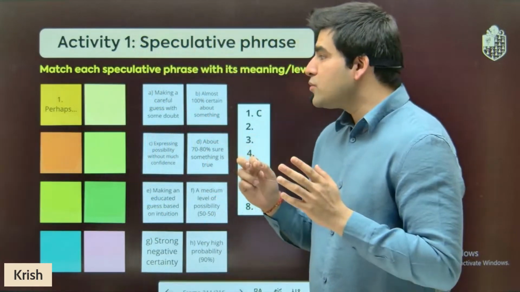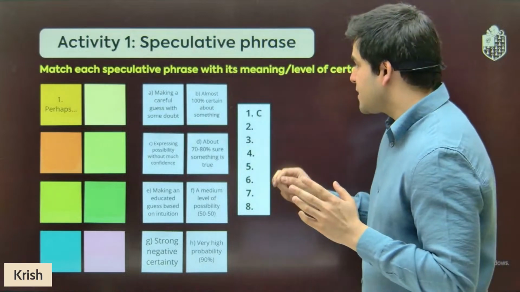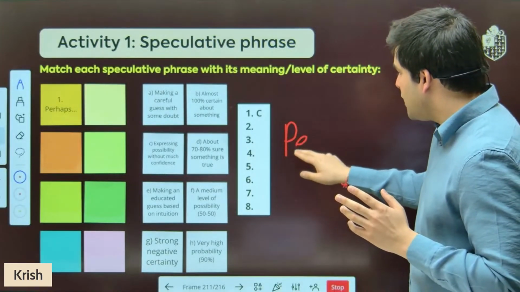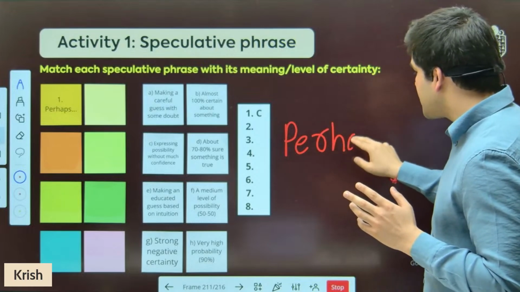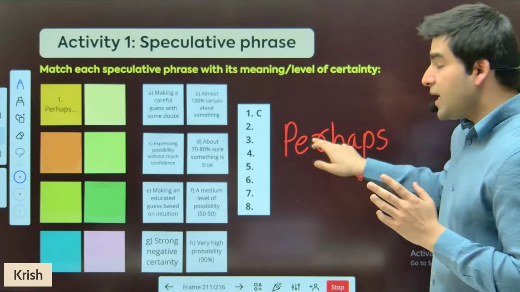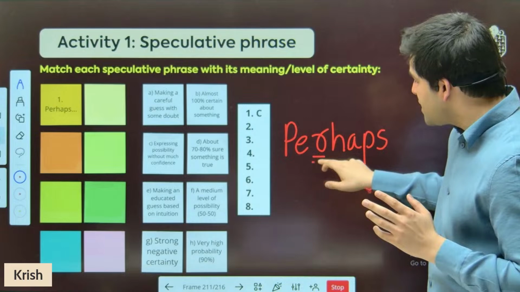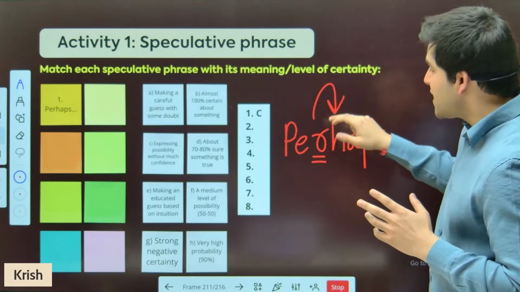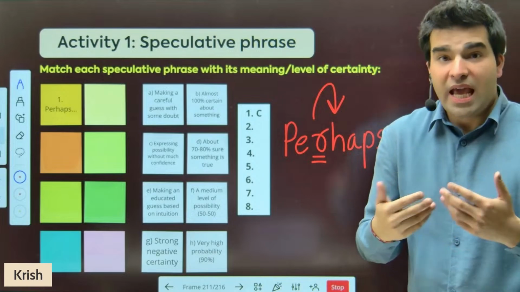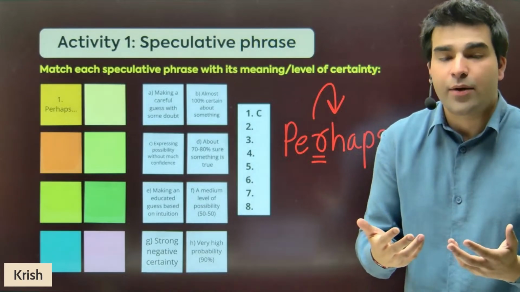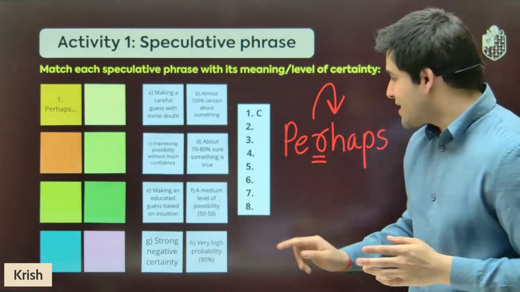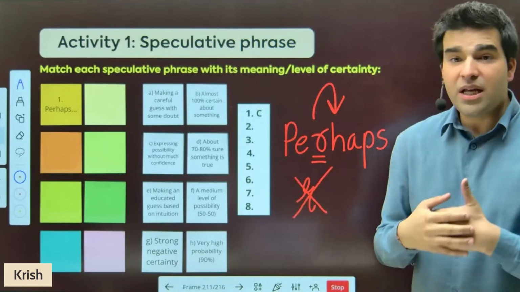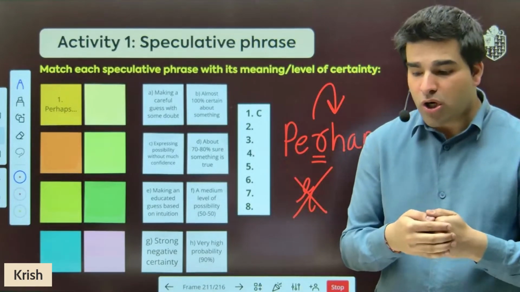Whenever you pronounce a word, I'm going to write it here for you. For example, if you see perhaps like this, if there's an R in a word, and after R there's a consonant sound, H is a consonant sound, that R is silent. We do not pronounce this R. I repeat, that R is silent.